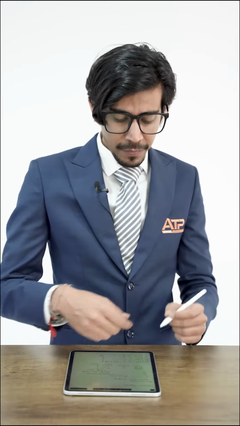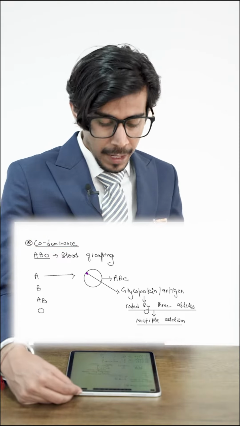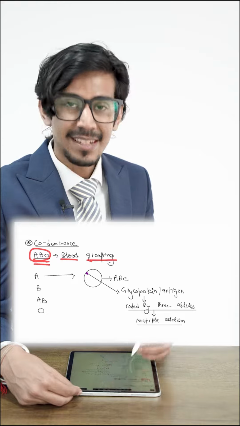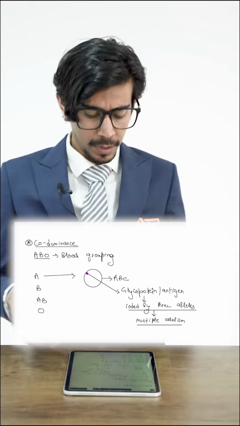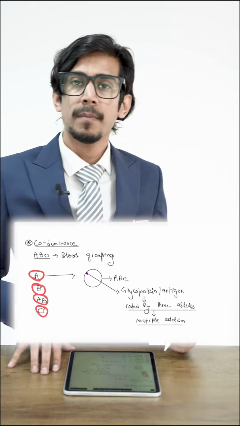In today's video, we are going to discuss a very interesting phenomenon in genetics called codominance. In codominance, we take the example of the ABO blood grouping system. As we know, in the ABO blood grouping system, there are 4 blood groups: A, B, AB and O.